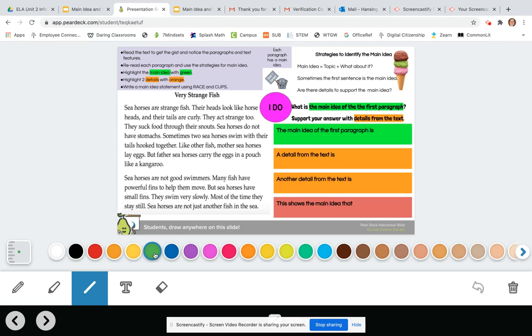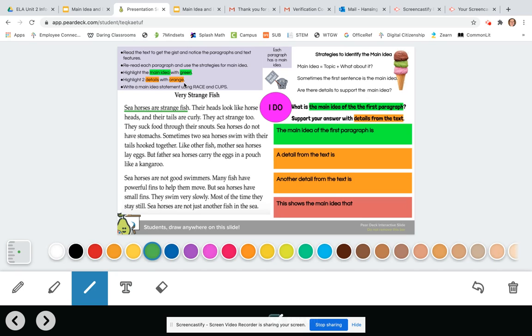Let's highlight so we can use the text to help us do our RACE response. I've already read the text to get the gist. I reread paragraph 1 since that's what I'm answering a question about, the first paragraph. This is the first paragraph. Highlight the main idea with green. Seahorses are strange fish.